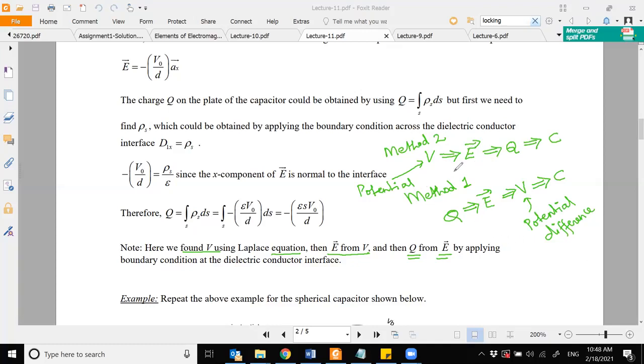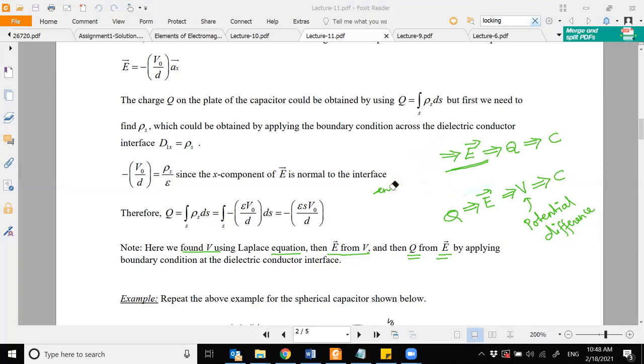Now the advantage of method 2, as I have told, the byproduct is you get a general expression of potential inside your dielectric material, and you can find potential anywhere inside your dielectric material. This method will not give you that. Clear? So these are the two methods.